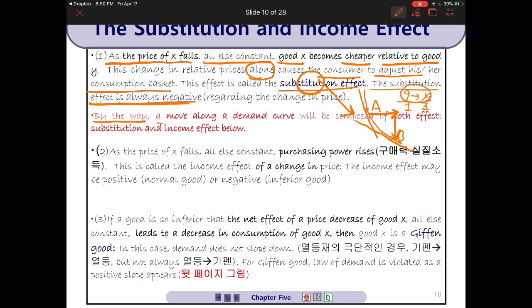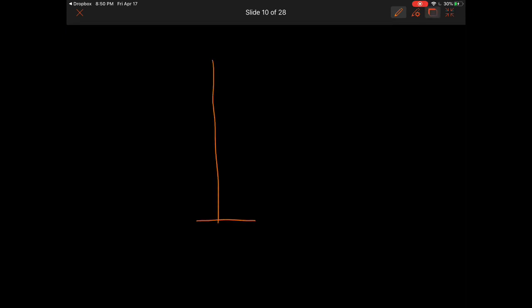By the way, a move along the demand curve will be composed of both effects, substitution and income effect. The income effect is the change from B to C. Changing from B to C, we further increase consumption of good X. And as a result, let's say this is a demand curve. Every point along the demand curve, utility is maximized given the constraint, which is a budget set. This is PX, this is the amount of good X.